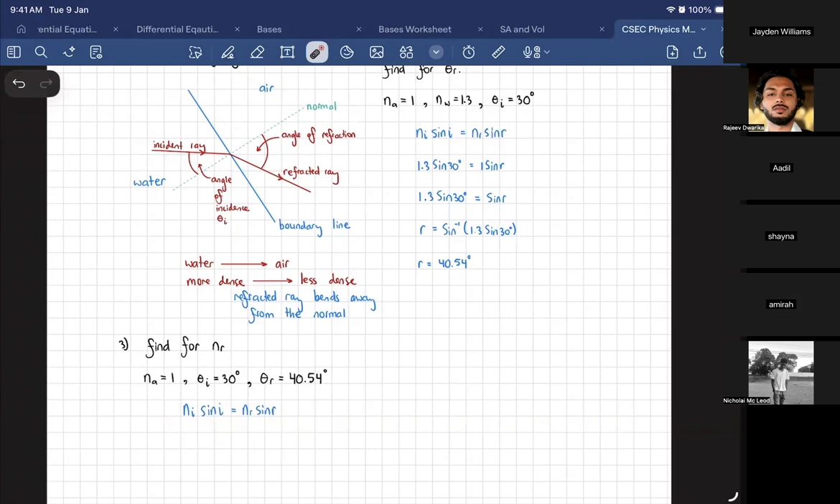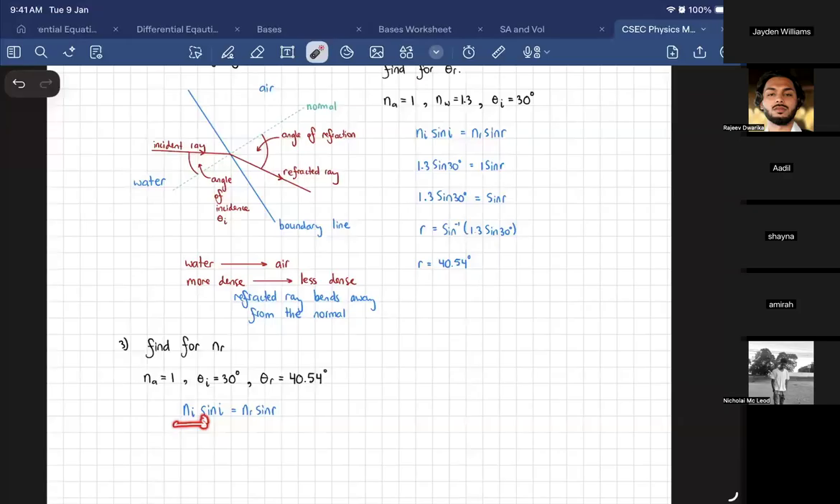What does N stand for? The refractive index. Right. Not the angle, but the refractive index. N is the refractive index. Now you see a little i at the bottom. So you're going to look to see where the incident ray is. Where's the incident ray? In the water. Right. So what are you going to use for the refractive index? 1.3.